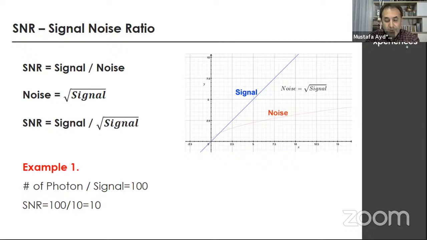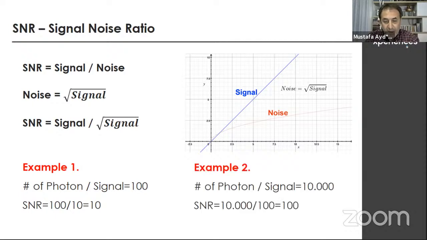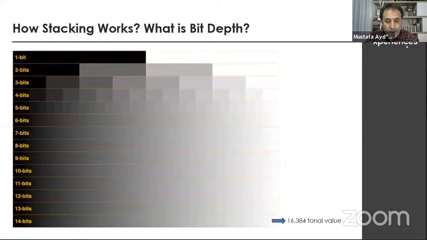Number of photons, let's say, is the signal, and let's say it's 100, and the SNR will be 100 divided by the square root of 100, which is 10. And in the second example, let's say you have 10,000 photons as signal. As you can see, as the signal increases, signal to noise ratio increases, and signal increases much more than noise at the end. And we can talk about how stacking works.